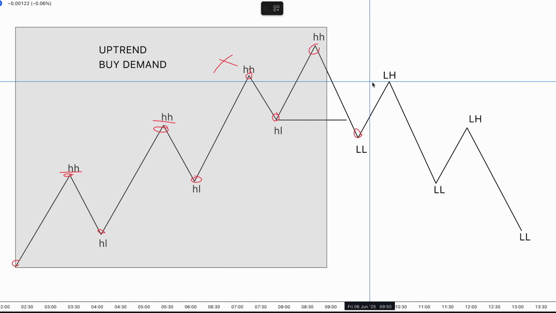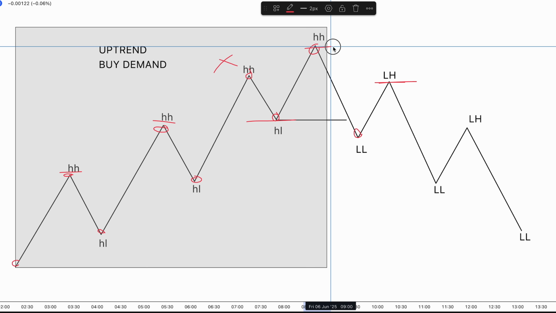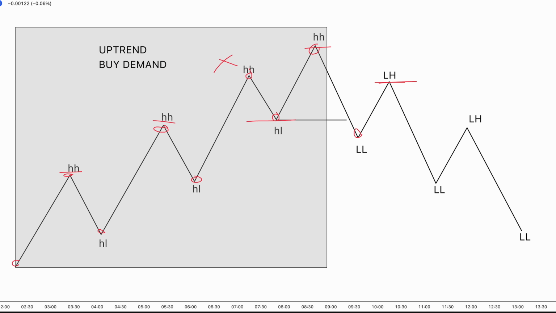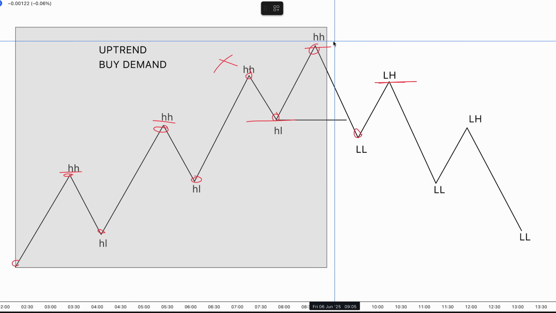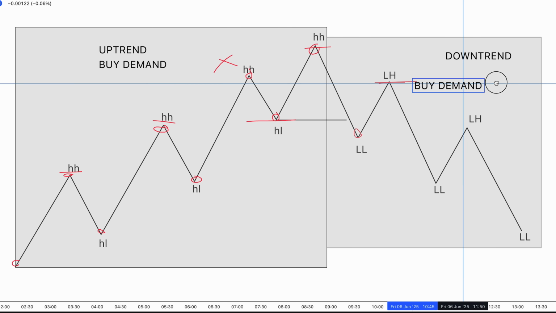So if the lows start to form lower than the previous ones, and if the highs start to form lower than the previous ones, this puts us into a downtrend. And during a downtrend, we want to pretty much ignore demand zones. And in here, we want to sell supply.